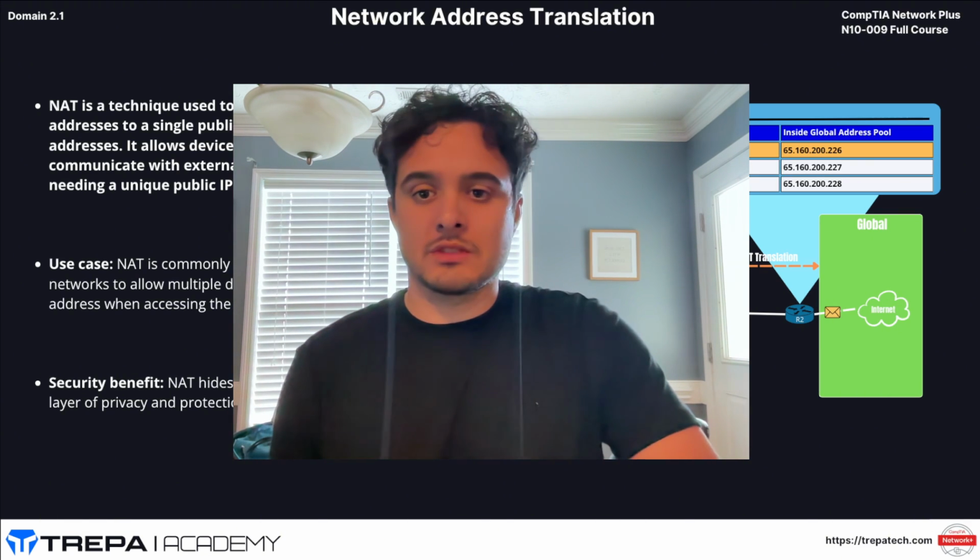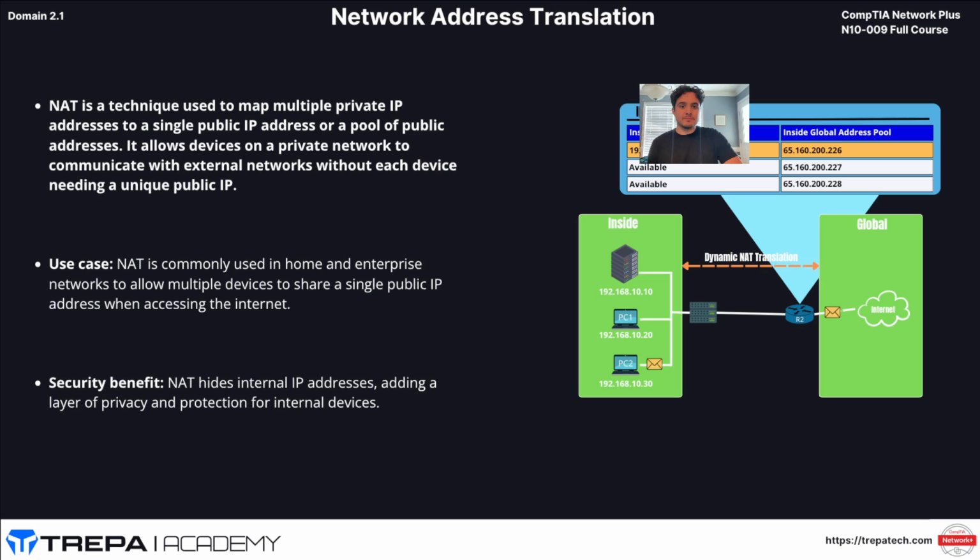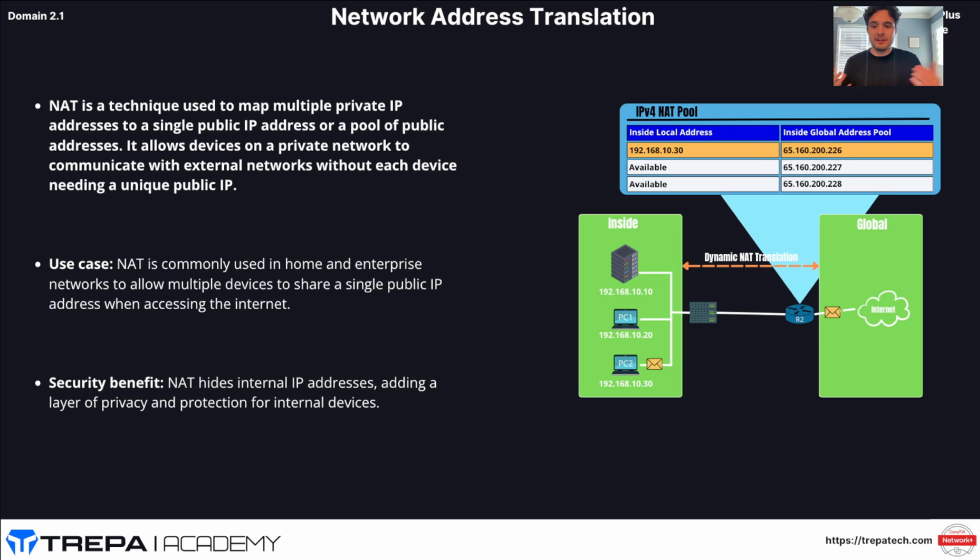So let me zoom my face out here, put it up here in the corner. All right, so network address translation. NAT is how we take private IPs and translate them to a public IP so that we can have reachability and internet connectivity from inside our LANs, from inside our home, small office, or campus networks.